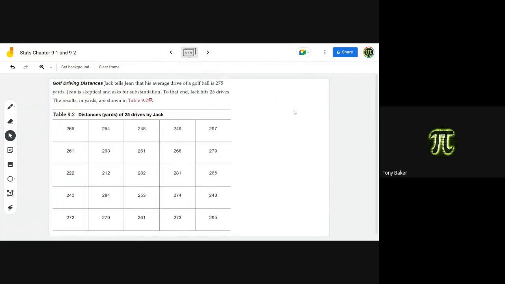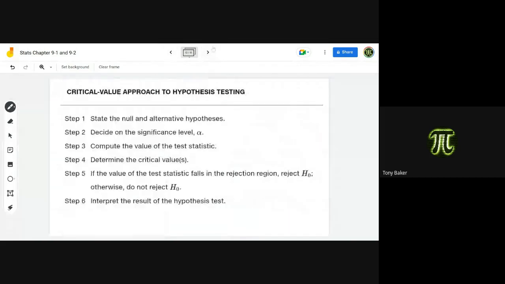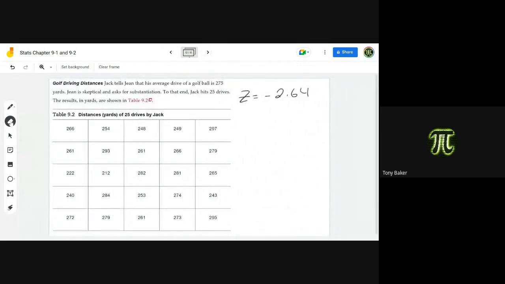All right, so we're back to Zach. And we figured out that when we did our alpha calculation, his z-score was negative 2.64, if I remember right. Oh, it's 2.65. That was the z-score of where his ball fell, or where his average fell.